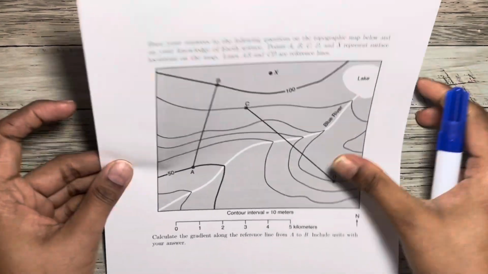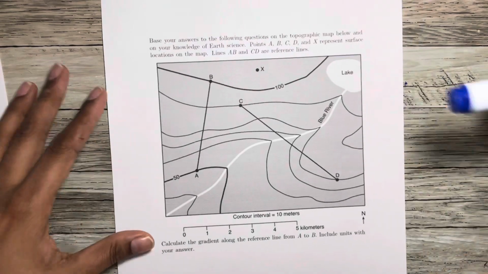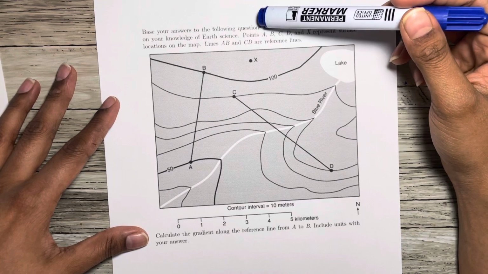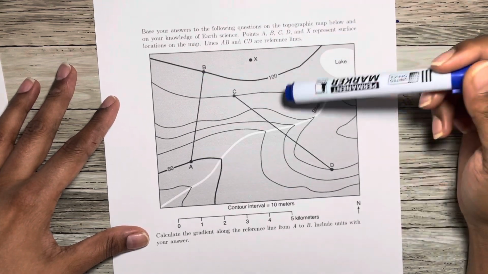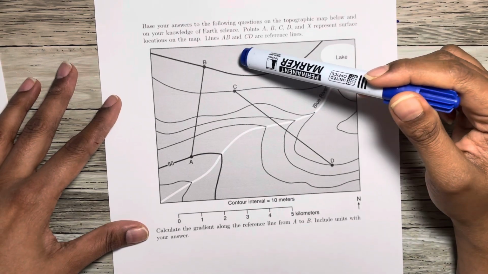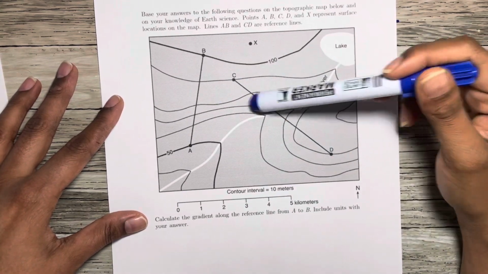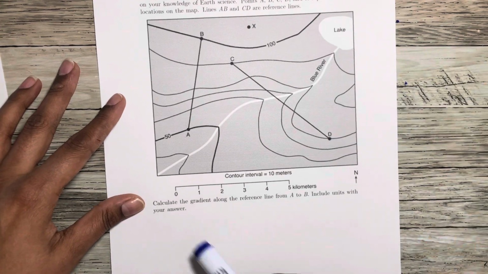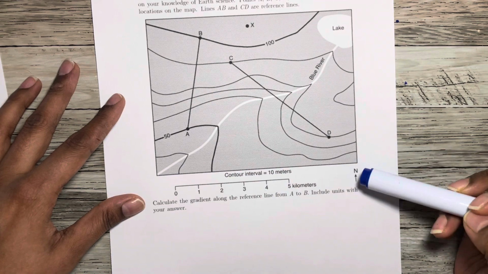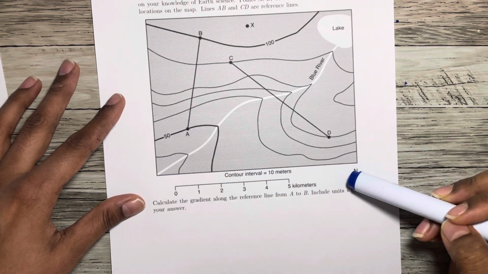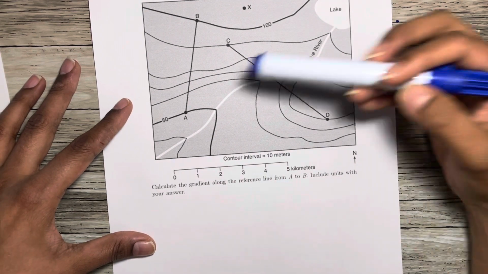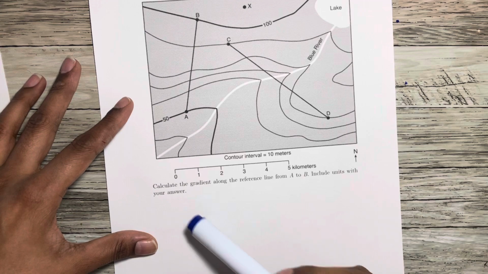It says, base your answers to the following question on the topographic map below and on your knowledge of earth science. Points A, B, C, D, and X represent surface locations on a map. Lines A, B, and C, D are reference lines. Notice that it gives us the contour interval, it gives us a scale at the bottom of the map, and it also shows us where north is. The question is, calculate the gradient along the reference line AB. Include units with your answer.